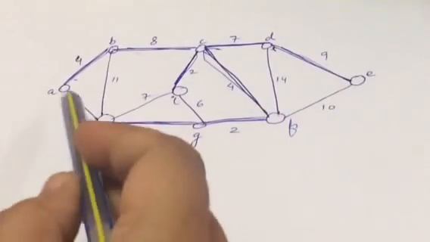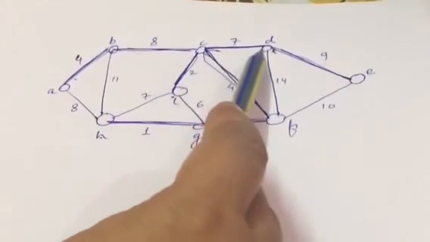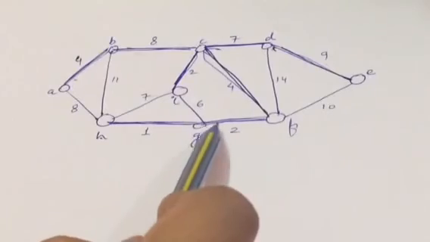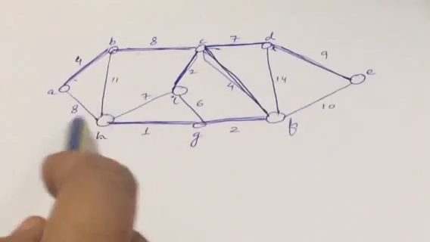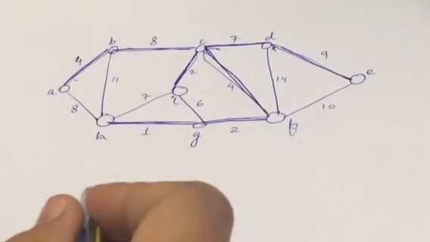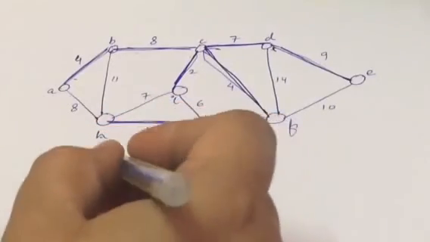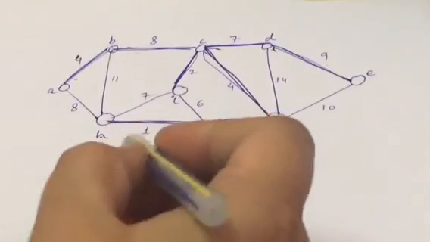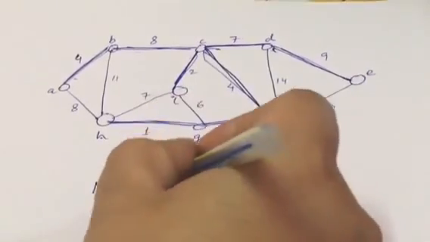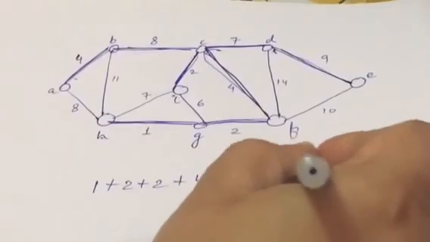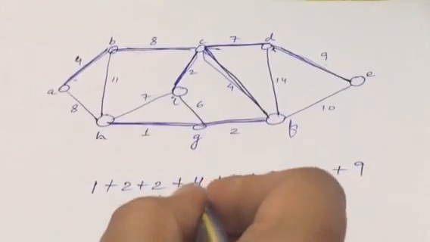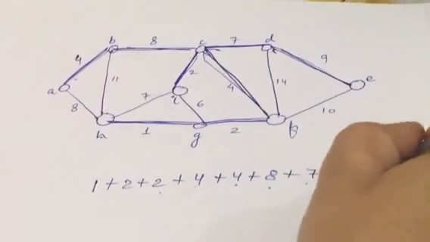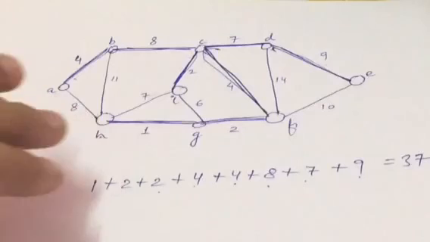Now what you are seeing is that A-B, B-C, C-D, D-E, C-F, C-I and H-G, G-F, these edges are taken. These edges have been darkened. So now we find the total cost. How will we find it? We will add all the weights of the edges which have been selected. So 1 plus 2 plus 2 plus 4 plus 4 plus 8 plus 7 plus 9. So this is 5, 9, 13, 20, 28, 30, 37. So 37 is the cost of this minimum spanning tree.